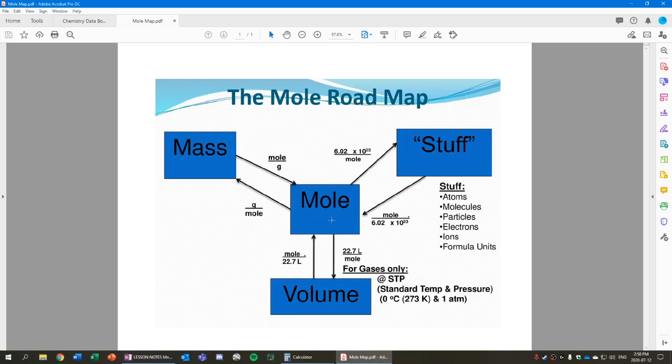You see how moles is in the middle, with mass, volume, and particles on either side. In order to get from mass to volume, you first have to convert mass to moles using molar mass, then convert moles to volume using STP. And if you want to convert from particles to mass, you first use Avogadro's number to get to moles, then moles using molar mass to get to mass. So that is what we call a mole map.